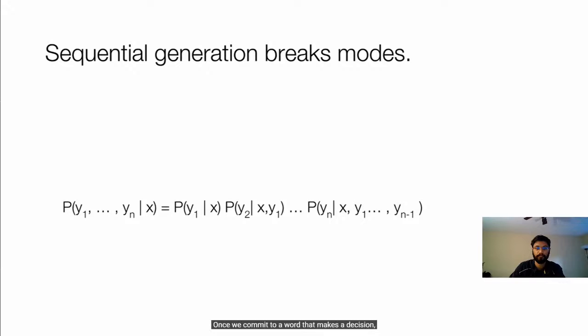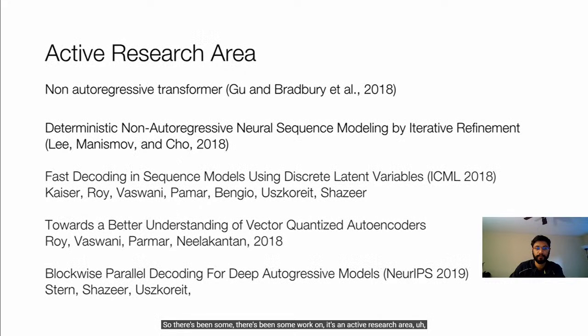Once we commit to a word, that makes a decision, and that nails down the next word that you're going to predict. There's been some work on this, it's an active research area, and you can categorize some of these papers, like the non-autoregressive transformer, the third paper, fast decoding, and the fourth paper, towards a better understanding of vector quantized autoencoders, into a group where they do the decision making in a latent space that's learned either using word alignment, fertilities, or autoencoders. So you do the decision making in latent space, and once you've made the decisions there, you assume that all your outputs are conditionally independent. That's how they speed up.